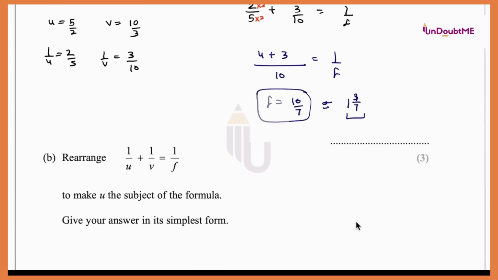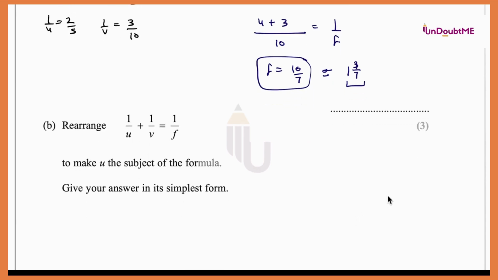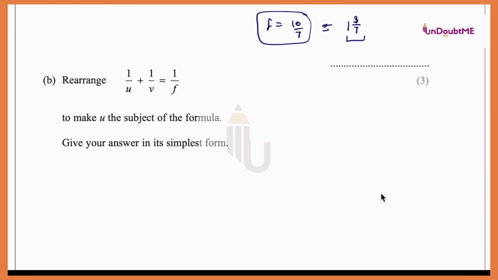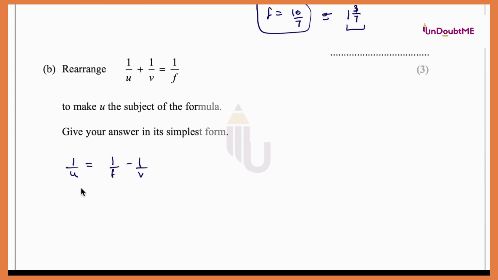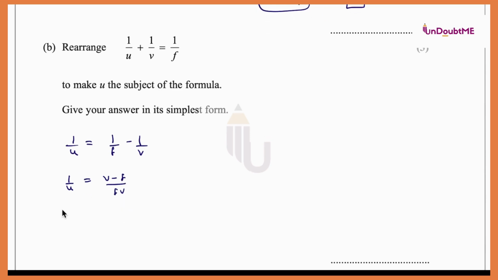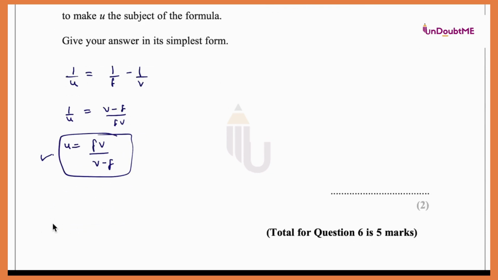Next is we need to rearrange, making u the subject of the formula. In such cases, as soon as possible, you should make u alone in whichever form it is. So I'll write 1 by u is equal to 1 by f minus 1 by v. Then I'll do cross multiplication, so it will be v minus f over fv, and u is equal to fv over v minus f. That is the final answer.